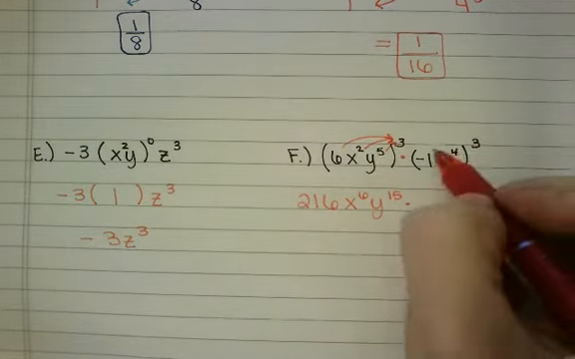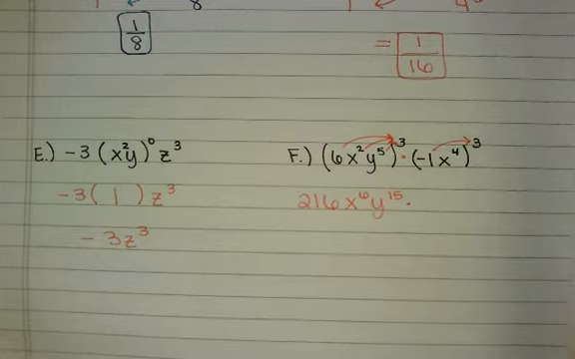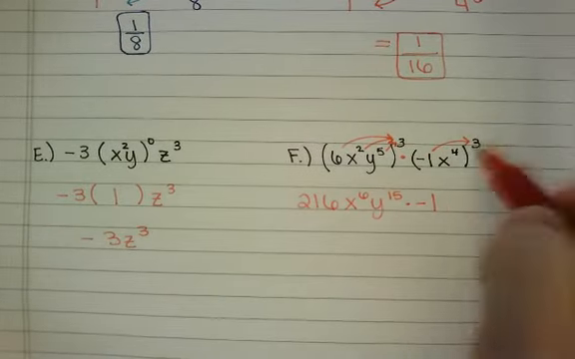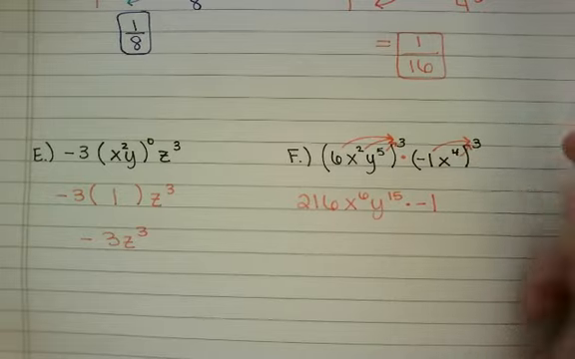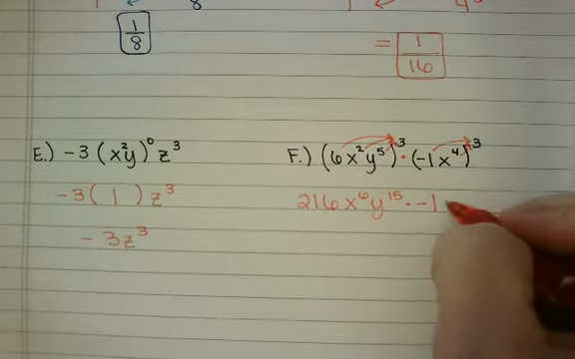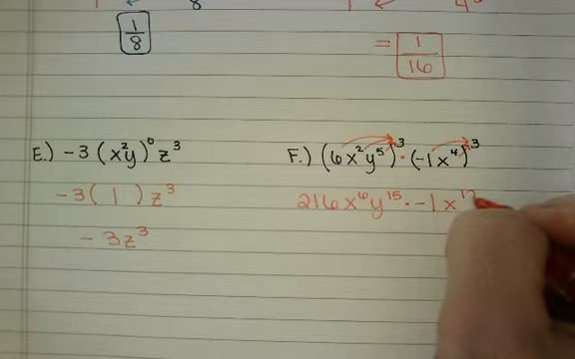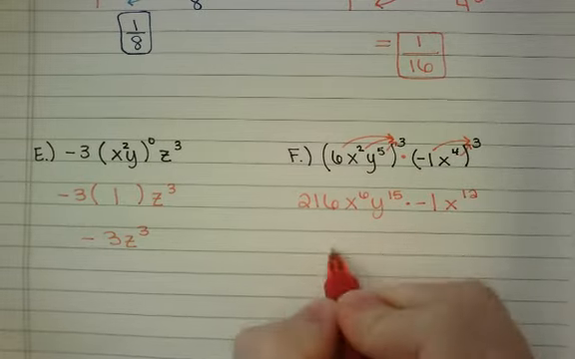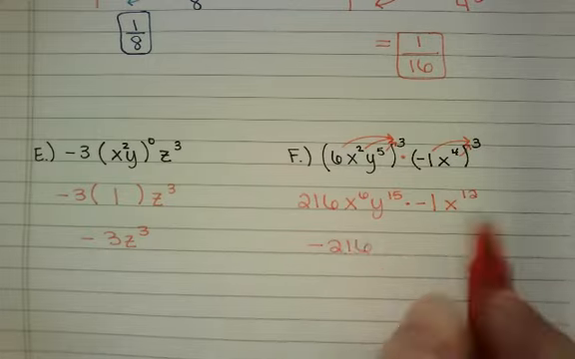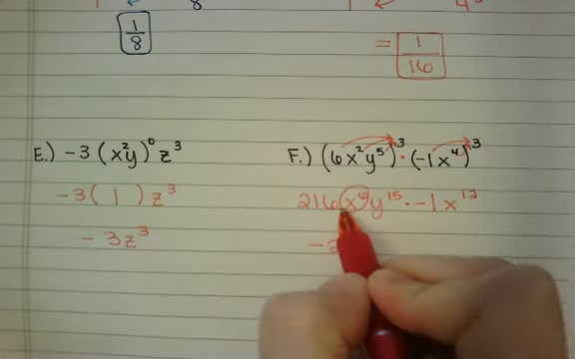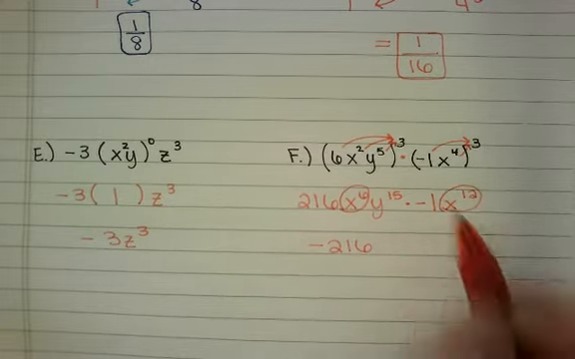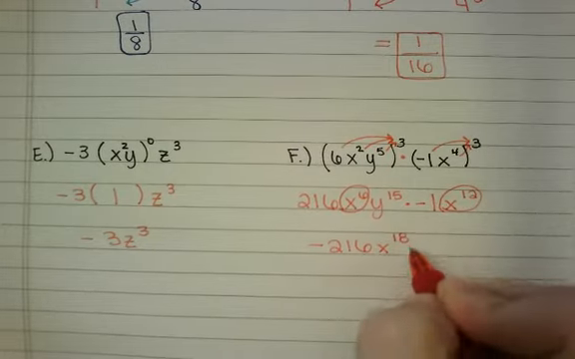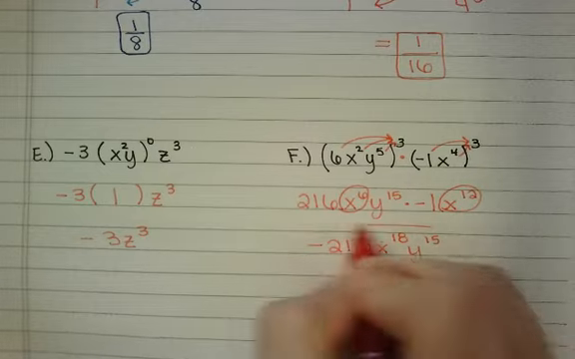And then we're going to take this times this other expression, so I'm going to take -1 to the 3rd power. So -1 times -1 times -1 is -1. X to the 4th, and then cubed, power to power, multiply them. That gives me an x to the 12th. And then let's simplify again. 216 times -1 is -216. I have an x to the 6th and an x to the 12th. So total, I have 18 x's. And then I've got my y to the 15th.